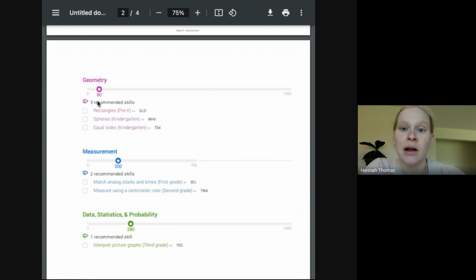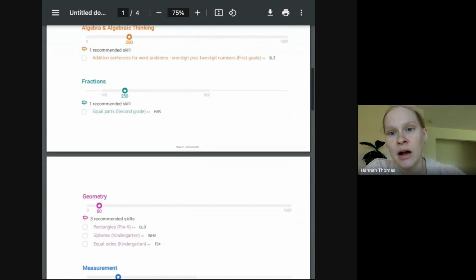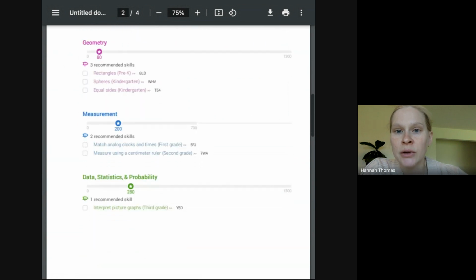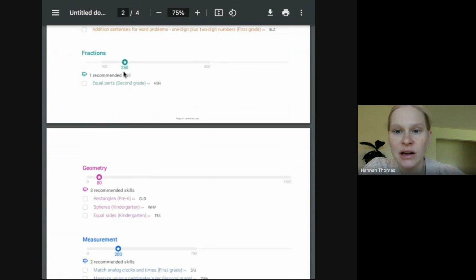And so they actually recommend 3 skills from starting in pre-K and moving on to kindergarten. You would have to, again, master these skills before you can see this number get any higher. So this is probably where you would want to start looking first. Since some of these other numbers are higher, we would choose geometry and these specific 3 recommended skills to work on before we focus on any of these that she's already in 2nd grade in.